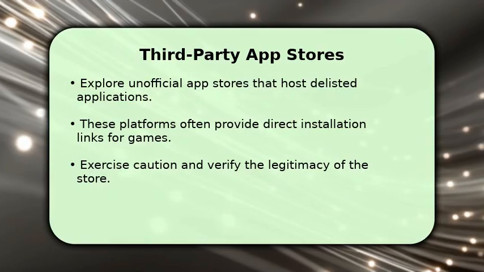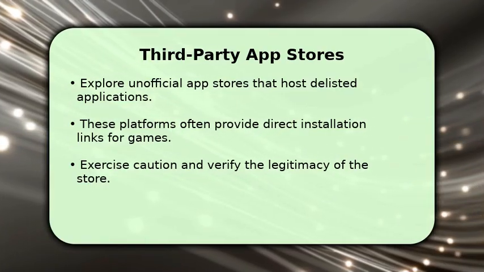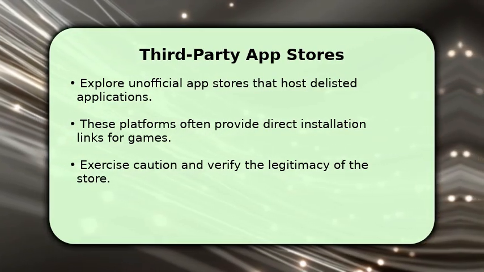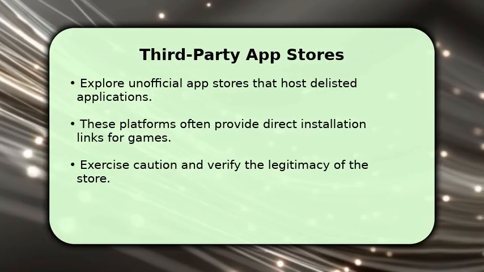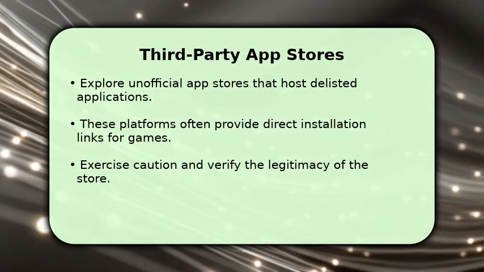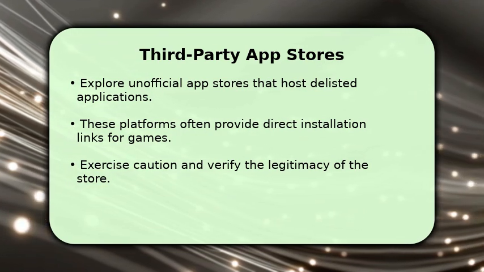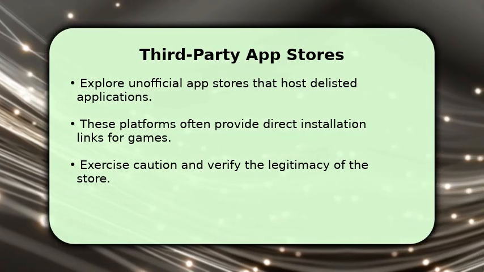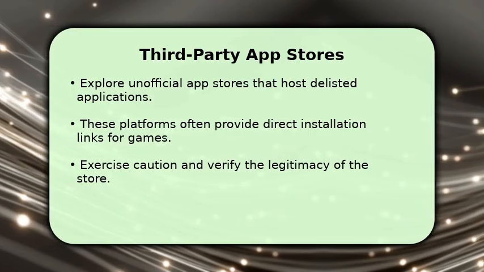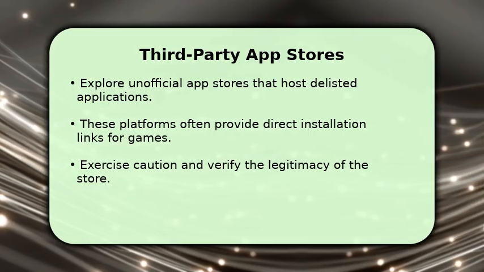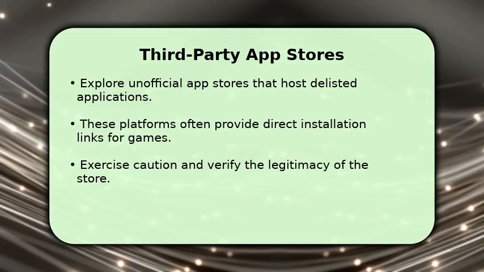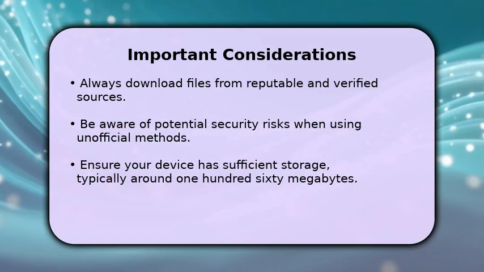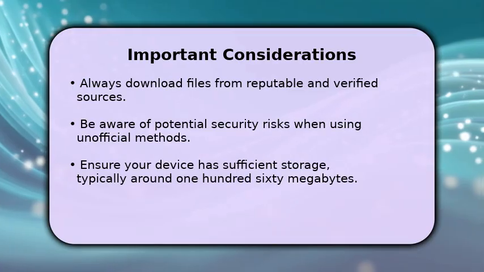Another option is to explore various third-party app stores that specialize in hosting delisted or modified applications. These platforms often provide direct installation links, sometimes even without needing a computer. You might find Angry Birds Epic readily available for download. However, it is crucial to exercise extreme caution when using these stores. Always verify the legitimacy and reputation of the platform before downloading anything to protect your device from potential security threats or unwanted software.